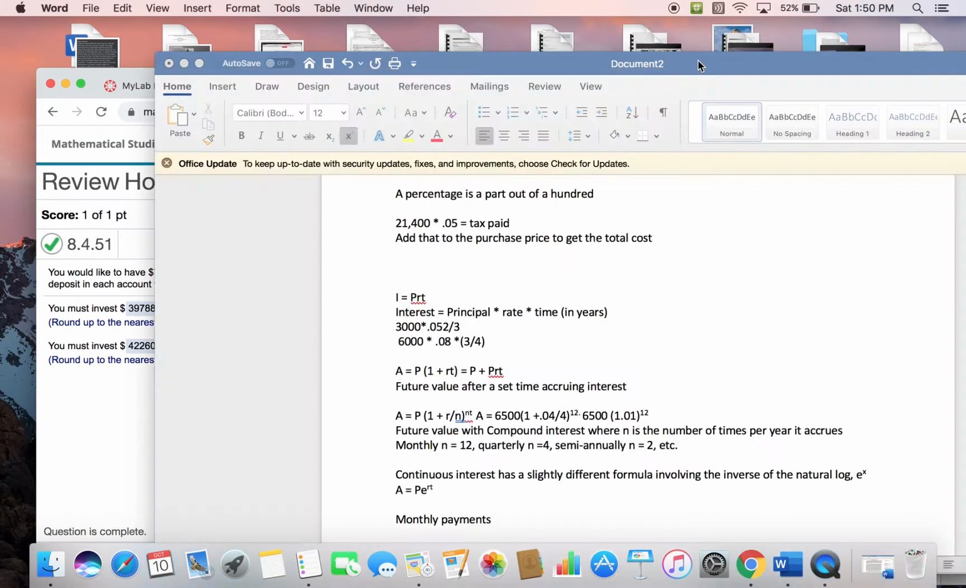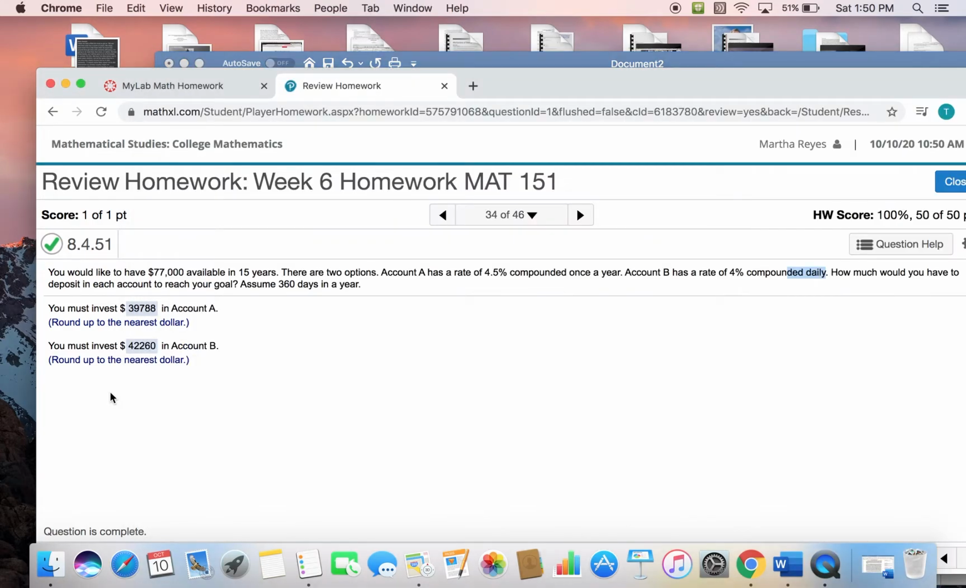So we are plugging it into this, but we're trying to solve for P. In that case, P equals A divided by the whole sum, 1 plus R over N, to the NT power. So you would plug those in. Hopefully you can see where those would go. N would be 1 for the once-a-year account. It would be 360 in both of those cases for the compounded daily, unless it said 365. It will tell you always.